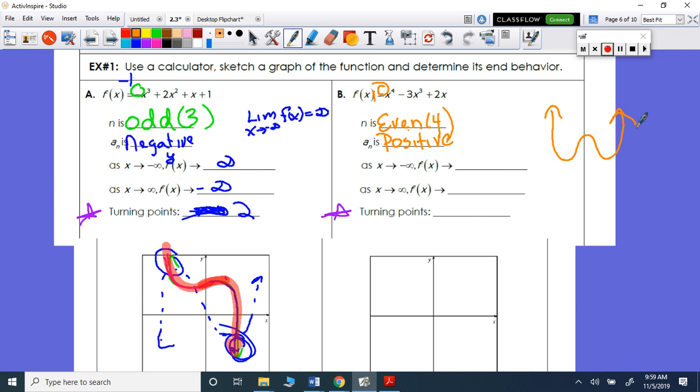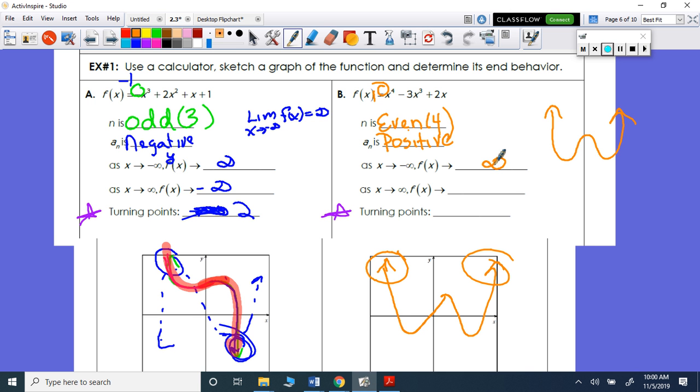Okay. What did it look like? Did it look like that? Yeah, I think it was a little lopsided. So what did we do? We came down a little, went through, and then we came down a lot. All right. You should not have been surprised by the end behavior because it was an even with a positive coefficient. But moving right along, as x goes to negative infinity, what's y doing?